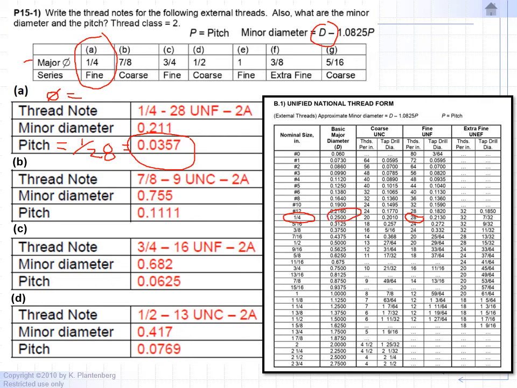So all we have to do is go over here to the chart to the right. Major diameter is 0.2500. So we're going to go ahead and write that in. 0.25 is our major diameter. And we're going to subtract 1.0825, and we're going to multiply it times our pitch. The pitch we already know is 1/28 or 0.0357. Either one will work.